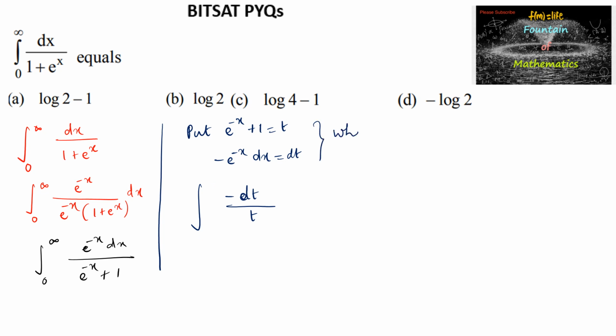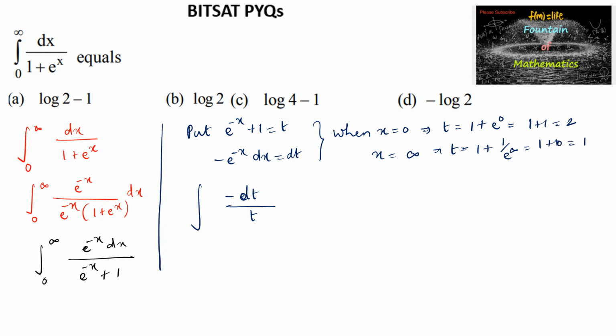When x is equal to 0, we can write t is equal to 1 plus e to the power 0, which is 1 plus 1, that is 2. And when x is equal to infinity, t is equal to 1 plus e to the power minus infinity, that is 1 upon e power infinity, is 1 upon infinity, which will be 0, so t is equal to 1.